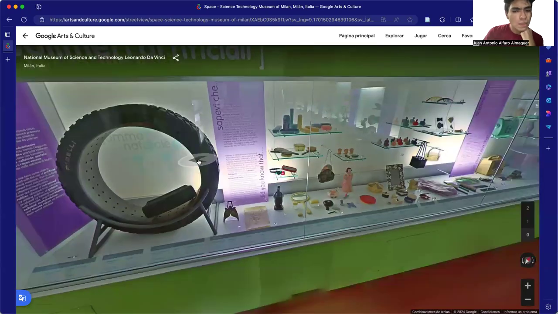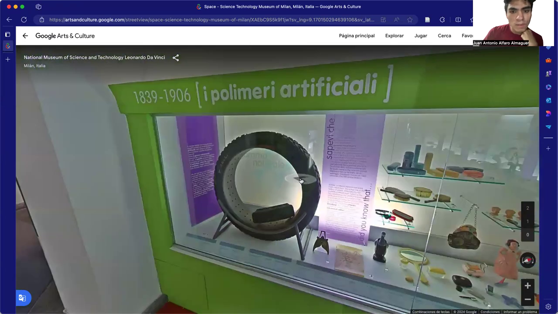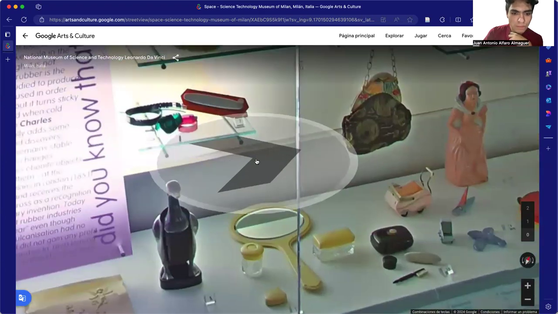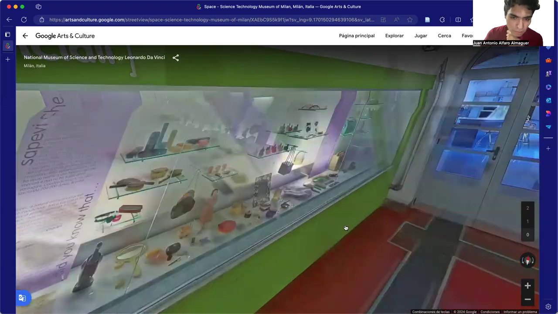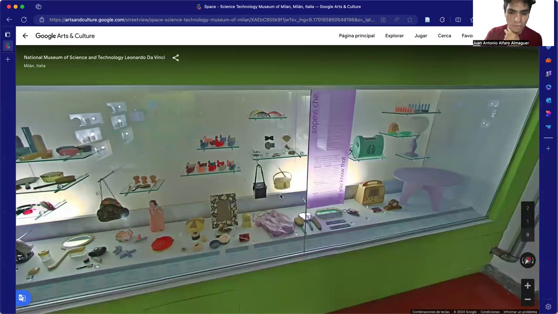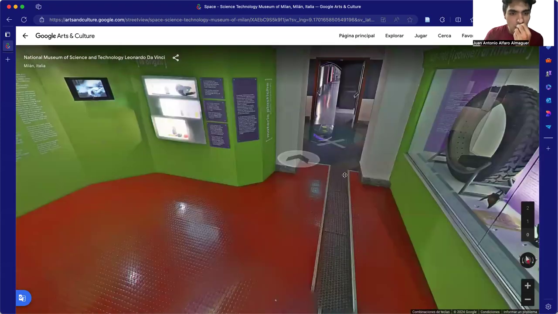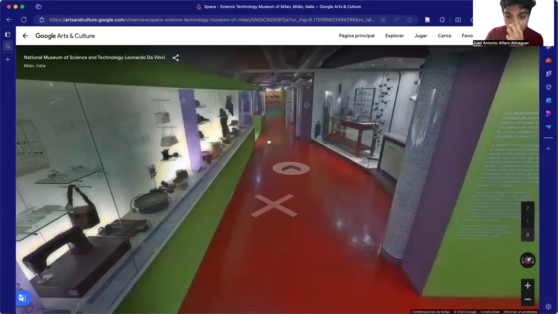Oh, see, this stand is about polymer creation. I know this polymer because most of the articles right here are made from plastic, and plastic is a polymer, right? Okay. Here we have a tire, a rubber tire. Synthetic polymers.